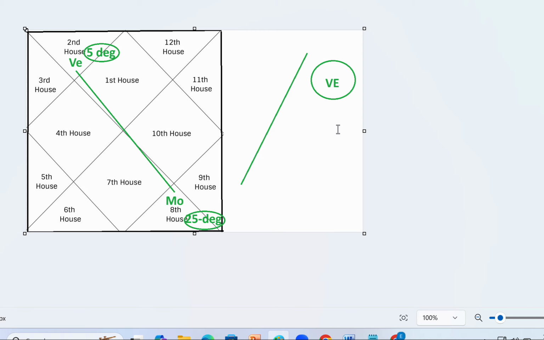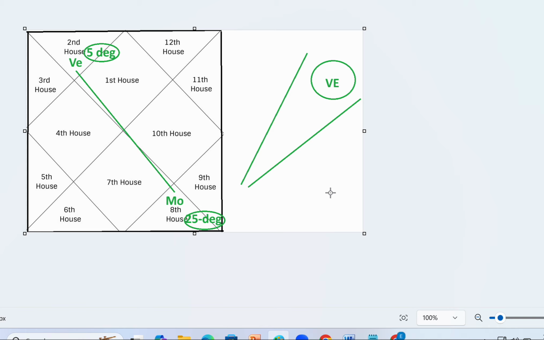If Venus would have been at exact 25 degrees, the Moon's aspect is directly hitting Venus, full intensity. If it is up to 20 degrees, it is still hitting. Up to 30 degrees, it is still hitting. But less than 20, greater than 30, it will not hit it at all. There's no point in getting tensed up. So you mean to say Drishti will not work if the difference in degrees is more than 5 degrees? If the difference is more than 5 degrees, it will not work.